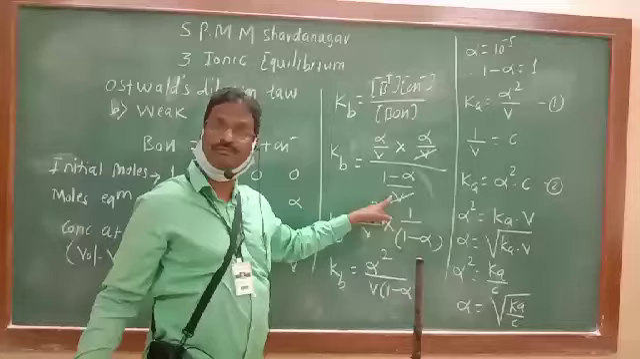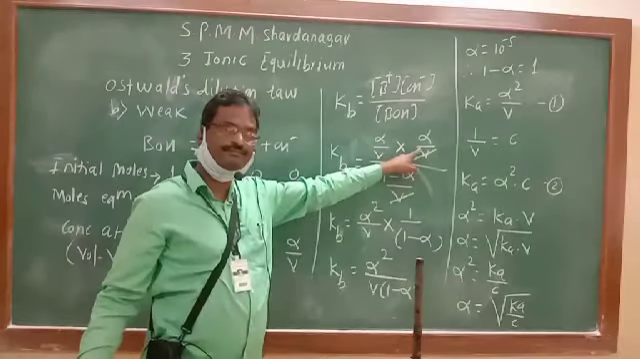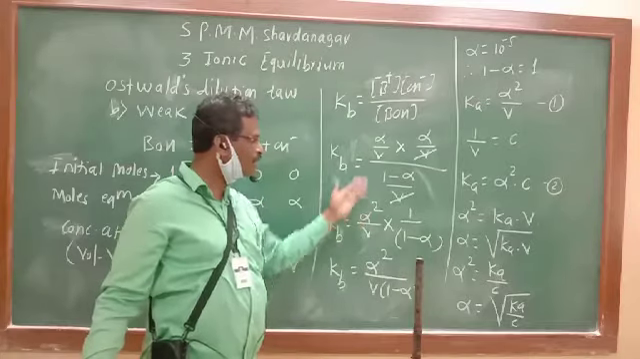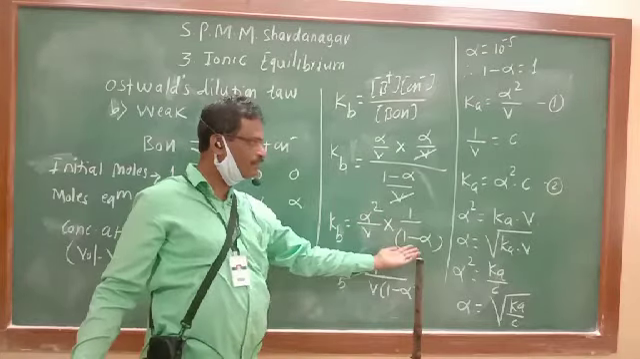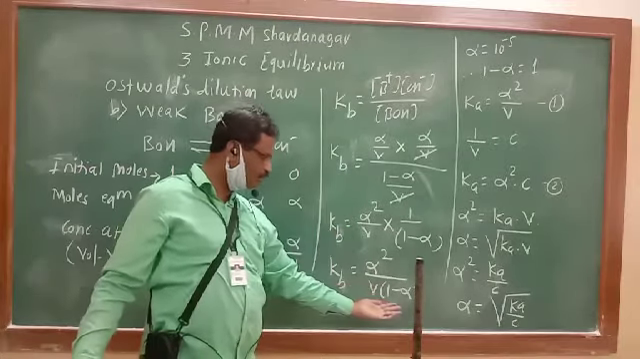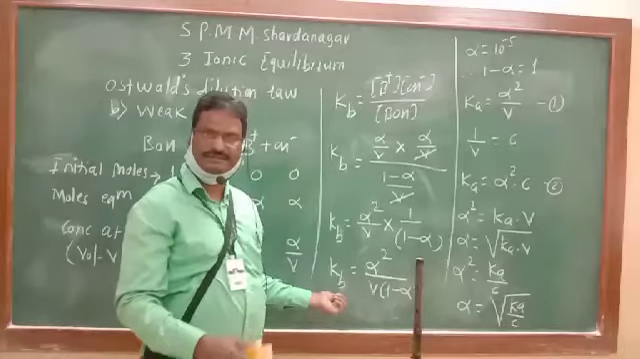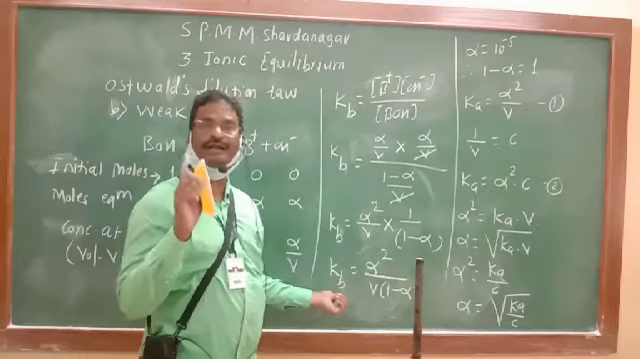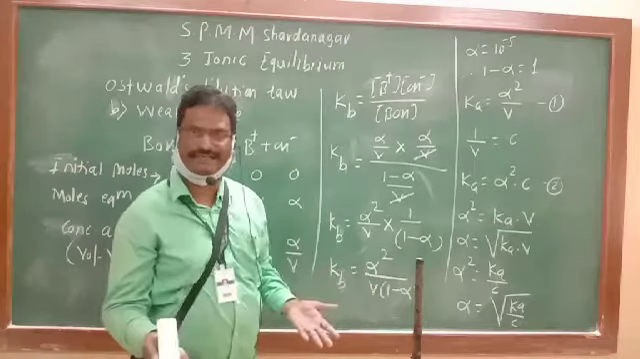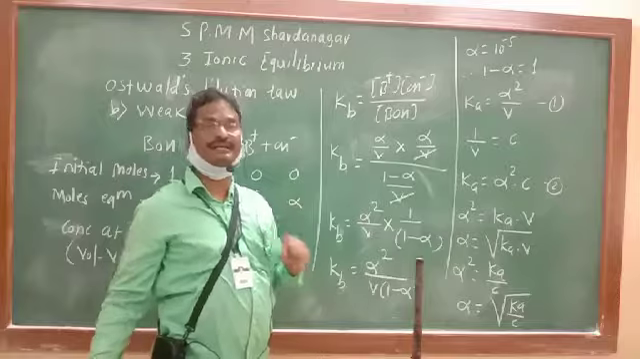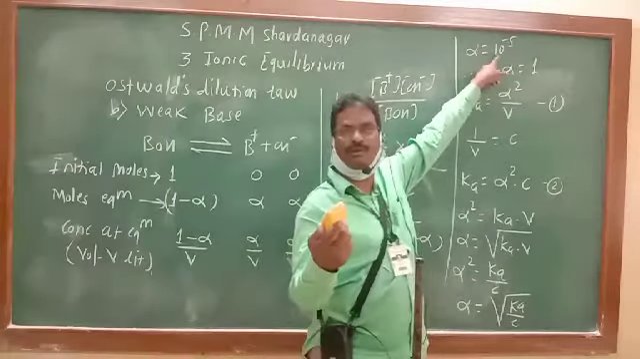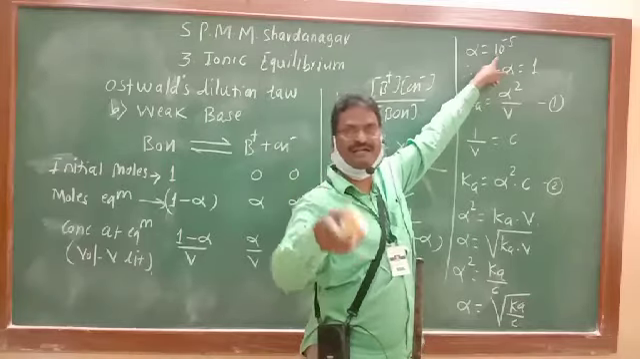Cancelling one of the volume terms from the denominator and numerator, we get the same equation: alpha square upon V multiplied by 1 upon 1 minus alpha, similar to the one for acid, alpha square upon V into 1 minus alpha. Since a weak base also has a very less degree of dissociation, alpha is equal to 10 raised to minus 5 or even less than that.